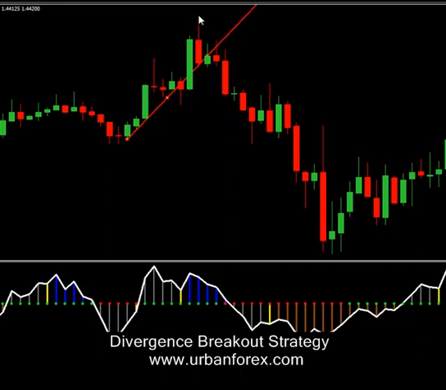So that pretty much concludes how you can trade this divergence breakout strategy. Again, it's mostly price action. You're just using the CCI to see divergence. We're not following up or down through the CCI, nothing like that.